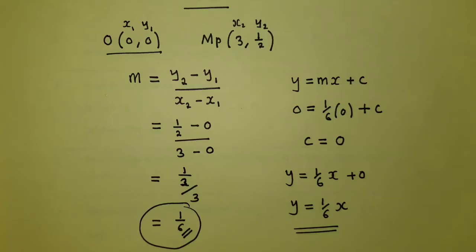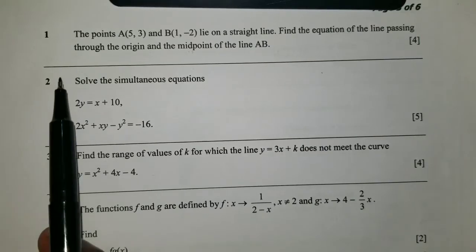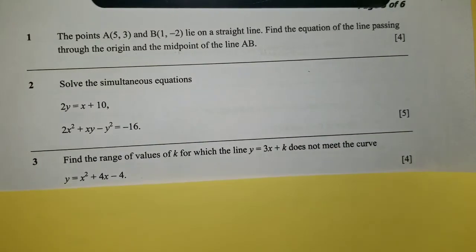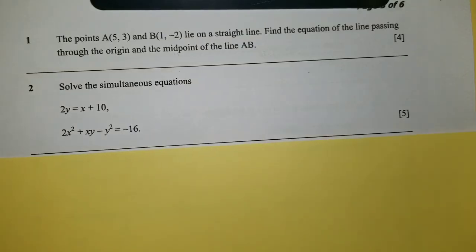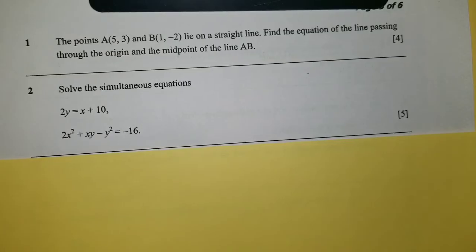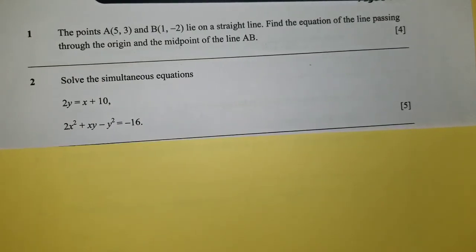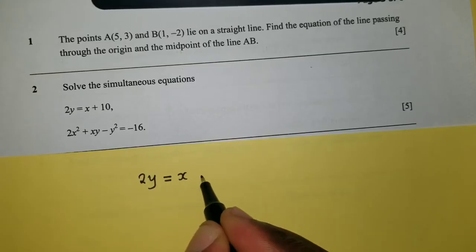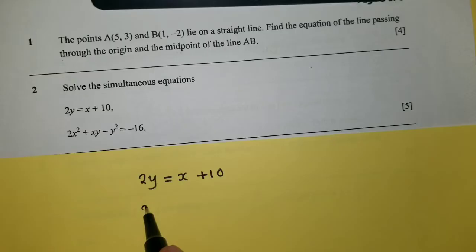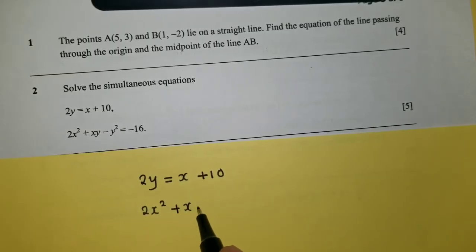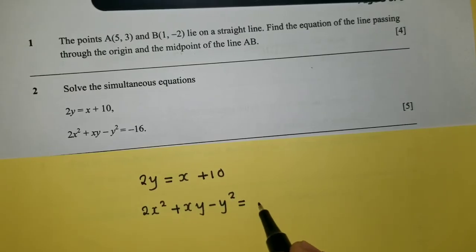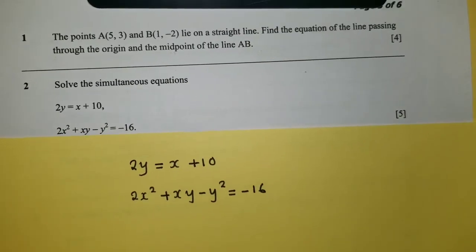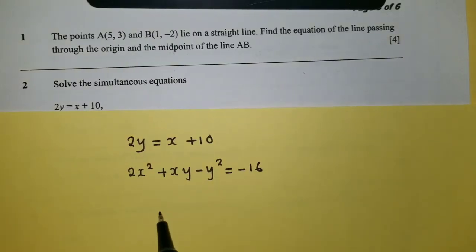Let's go to the next question, which is our question 2. All right, so we are done with question 1. Our question 2, we need to solve the simultaneous equations. So to solve the simultaneous equations, we have to copy what we've been given. So what we've been given here is 2y is equal to x plus 10, and 2x power 2 plus xy minus y power 2 is equal to negative 16.